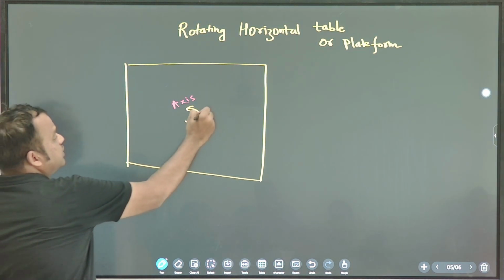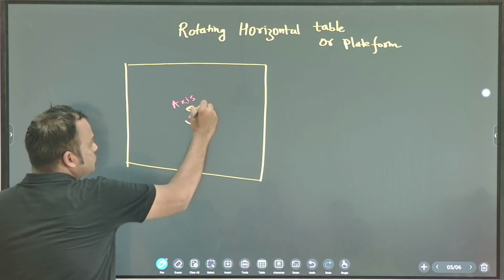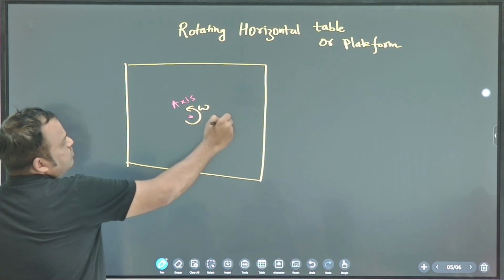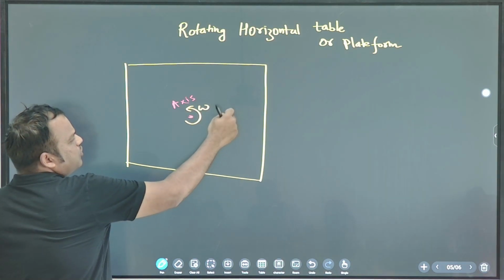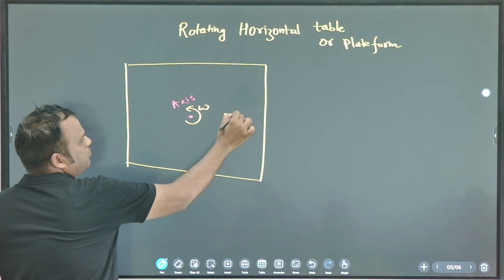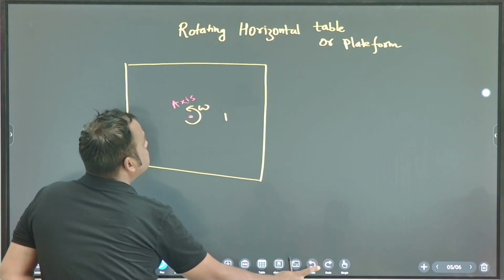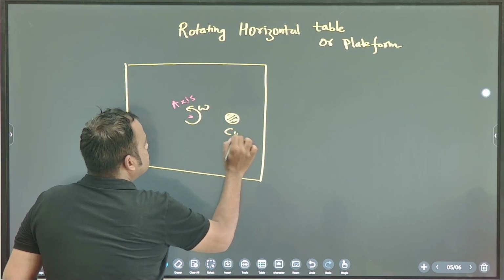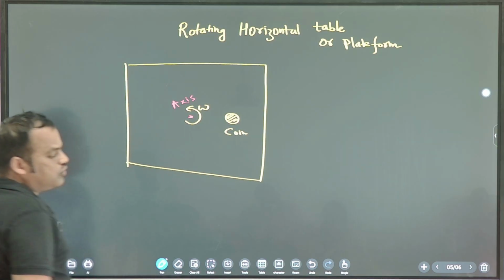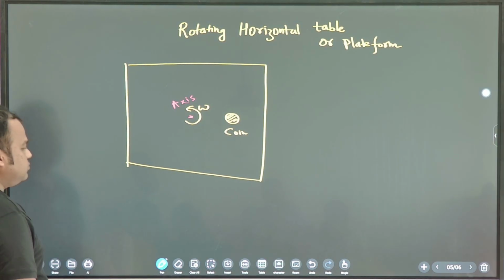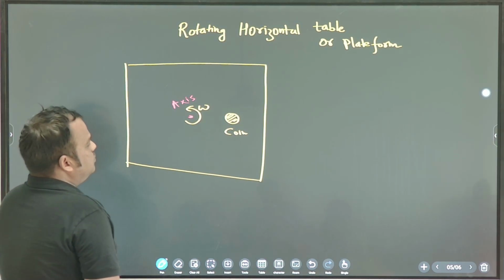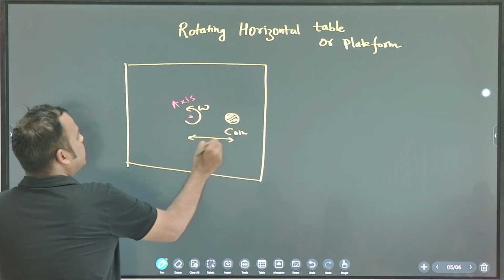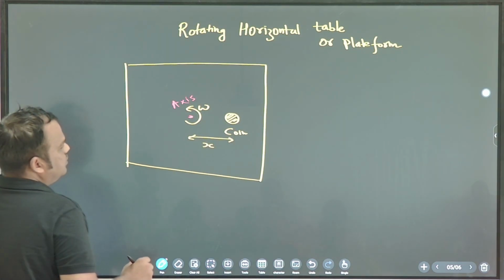So what is the angular speed? Omega. Angular speed omega. Now you put some coin here. Suppose you are putting some coin here. At what distance you are putting the coin? X. X distance.